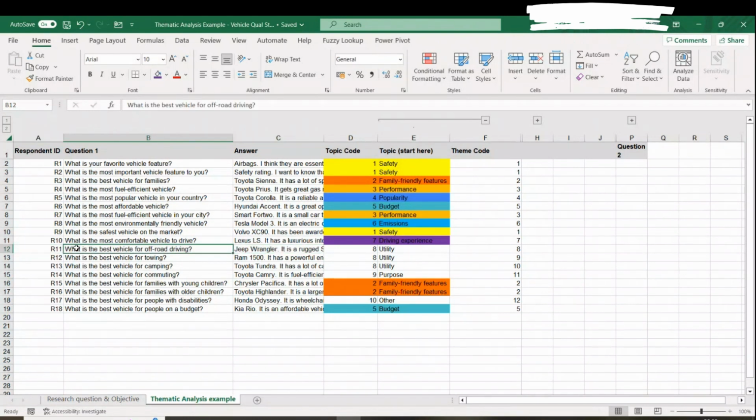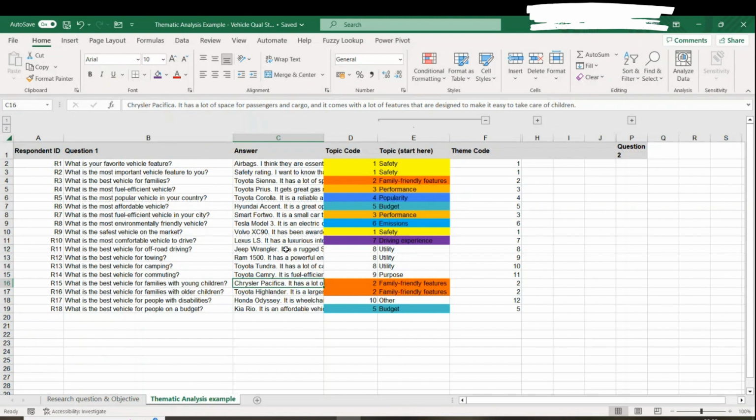The question here was, what is the best vehicle for off-road driving? And this respondent says the Jeep Wrangler, because it is a rugged SUV that is designed to handle difficult terrains. So this person speaks about it being designed to handle difficult terrains, and as you know, you can also drive the vehicle on the road. So it's a utility car.